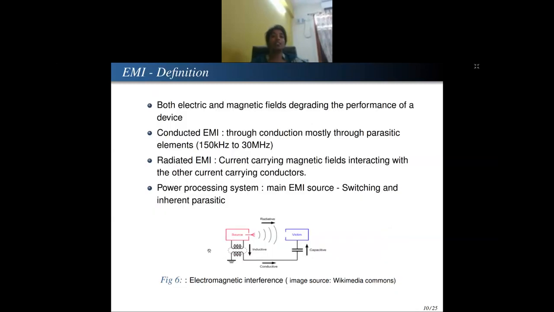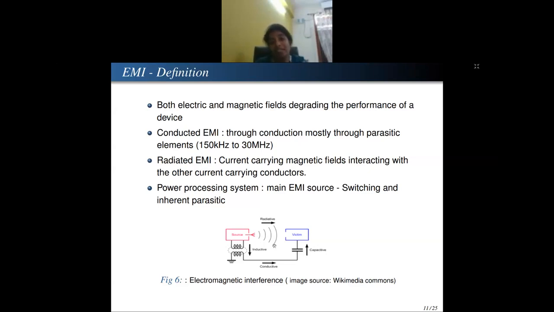Okay, so as the name suggests, EMI is electromagnetic interference. It is how electric and magnetic fields in the system degrade its own performance as well as the performance of nearby systems. This is what electromagnetic interference is. There are two types of electromagnetic interference. One is conducted mode EMI. So what is conduction? As the name suggests, the current goes through conduction and it is unwanted.